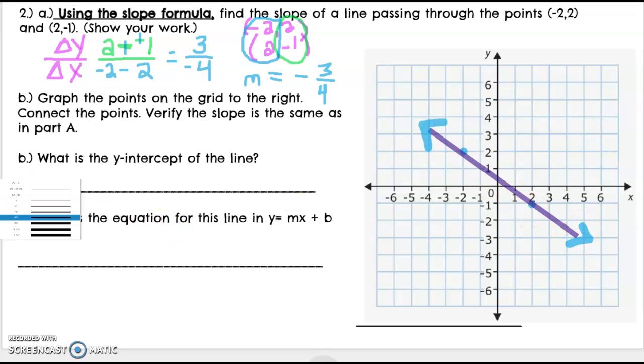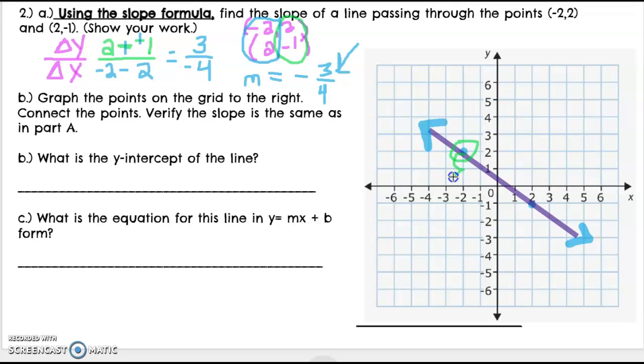Then it says after I do that, I have to verify the slope is the same as in part A. First of all, it's going downhill, which is awesome because my slope was negative. So now I'm going to do rise over run. I'm on the left side because I always read left to right. So I'm starting on this point here. Do I have to go up or down to be even with my new point? Hopefully you know we are going down.